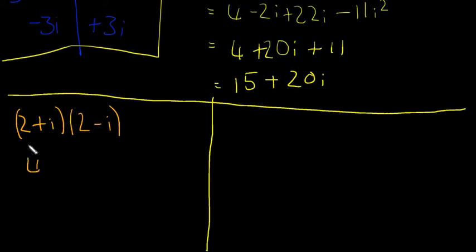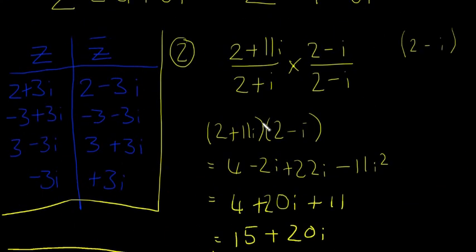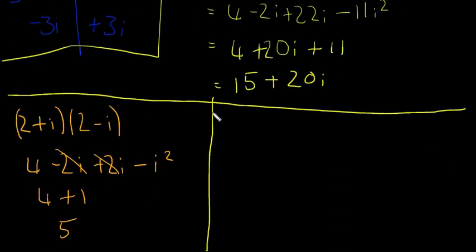Okay, so 2 by 2 is going to be 4, 2 by minus i is going to be minus 2i, i by 2 is going to be plus 2i, and plus i by minus i is going to be minus i squared. Okay, so these are going to cancel, minus 2i plus 2i is going to cancel. 4 minus i squared is going to be 4 plus 1, because i squared is equal to minus 1. So technically what we're going to have here is minus minus 1, which is plus 1, which again is equal to 5. Okay, so now if we look up to what we had here, (2 plus 11i) multiplied by (2 minus i), it's going to be 15 plus 20i, and then in the bottom we're going to be left with 5.